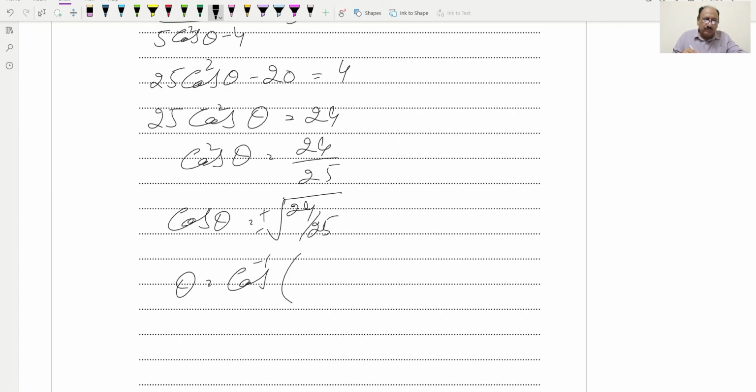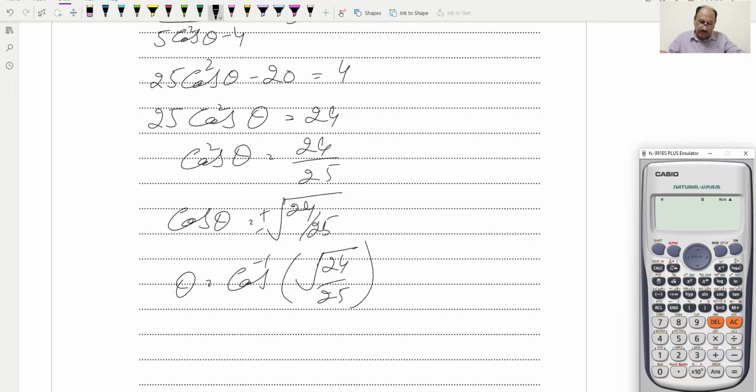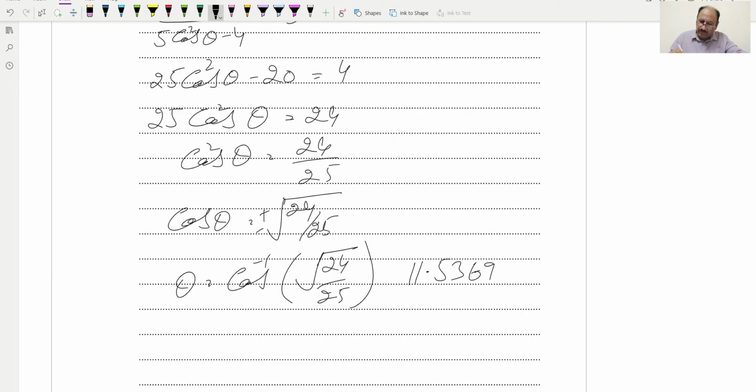cos inverse of plus minus basically root of 24 over 25, and if we take shift cos of root fraction 24 over 25, bracket will be closed, and this is equal to 11.53, so 11.5369569, so we can write it as 11.54.